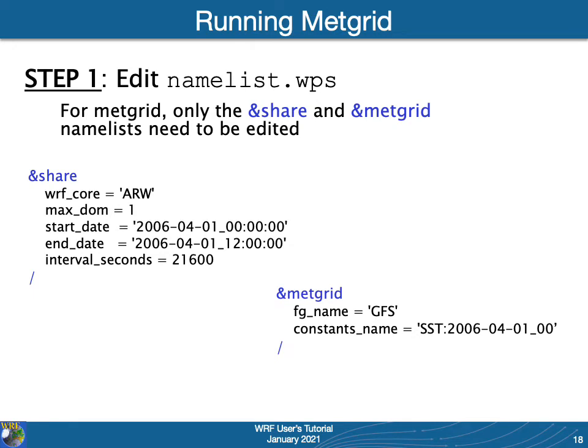Now that we have set up a model domain with the Geogrid program and pre-processed some grib data with the ungrib program, we can horizontally interpolate those meteorological fields from grib data onto our model domain using the Metgrid program. Just like with the other WPS main programs, we need to edit the namelist.wps file, and this time we're going to edit the shared namelist group and the Metgrid namelist group.